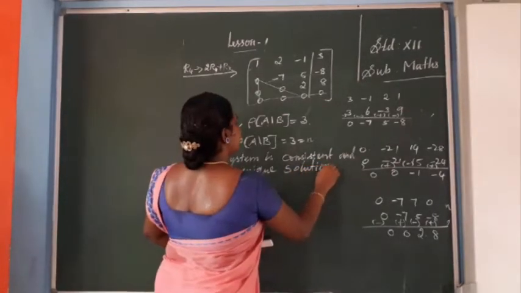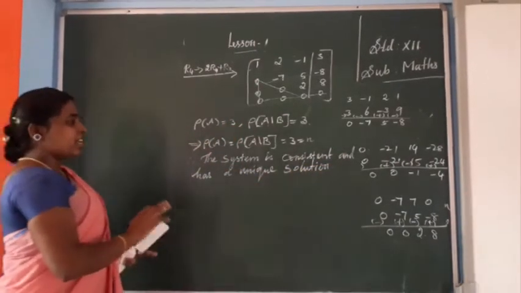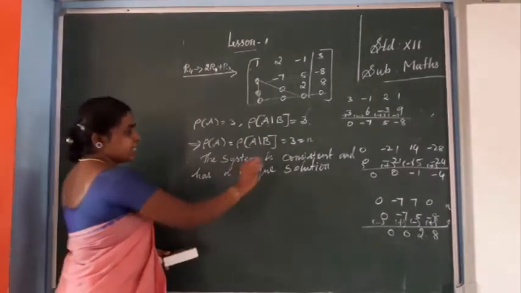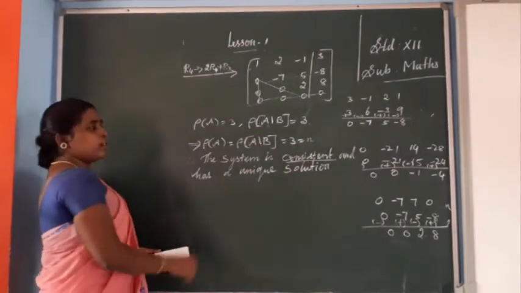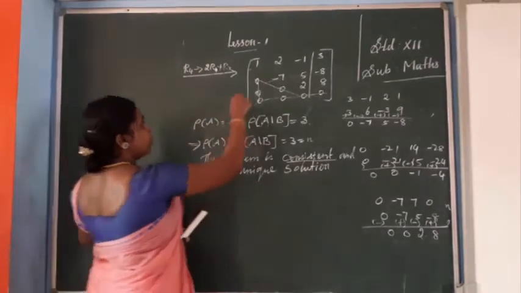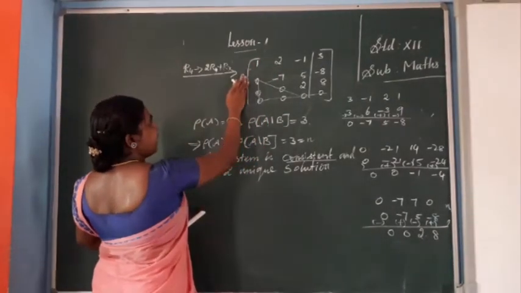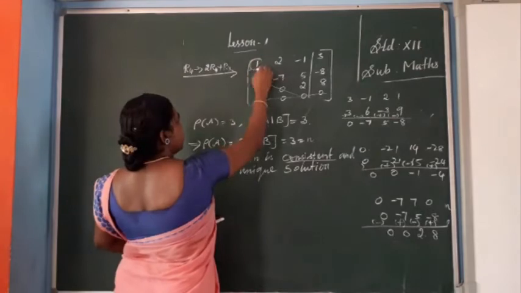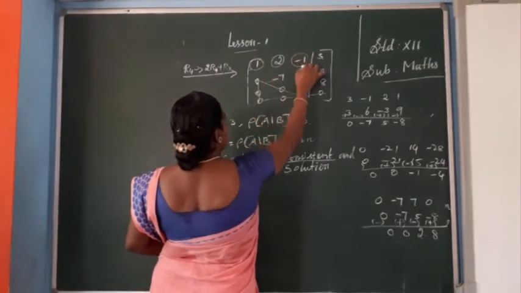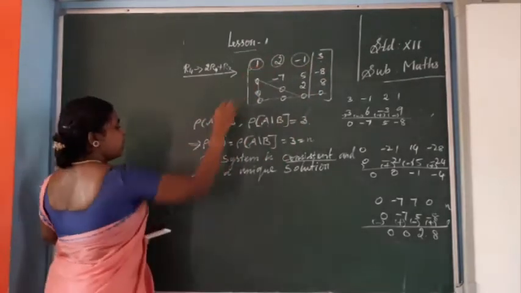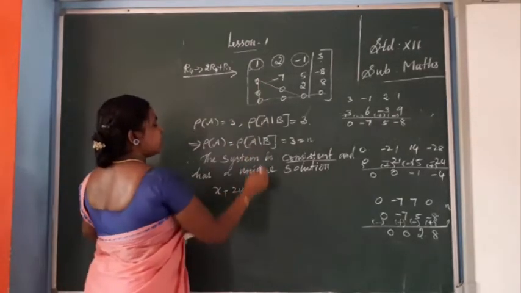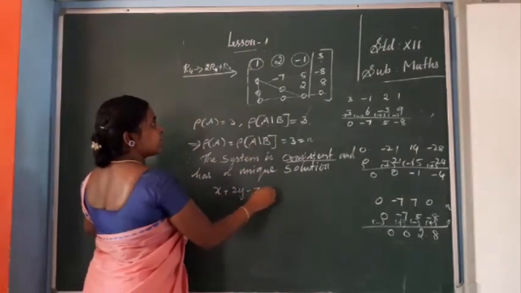Next, we have mentioned it is consistent. In the question they ask, if possible, to solve. So if it is consistent, we have to find the solution also. So how will you find the solution? First you see the equivalent form, the last matrix. 1 means 1 into X, 2 means 2 into Y, this is Z, this is the constant. So 1 into X is X plus 2 into Y is 2Y, minus 1 into Z is minus Z equal to 3.